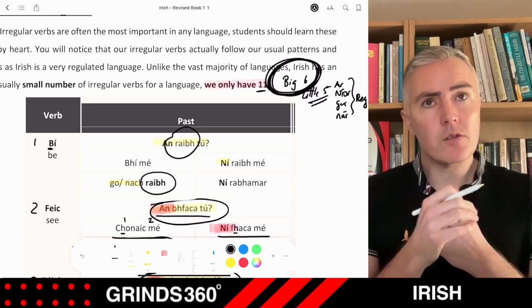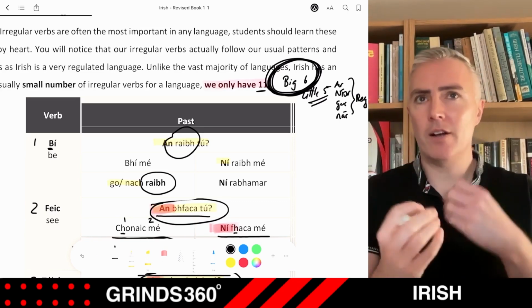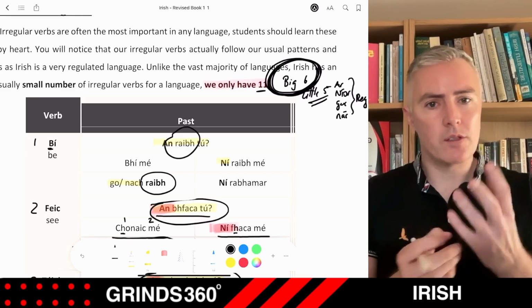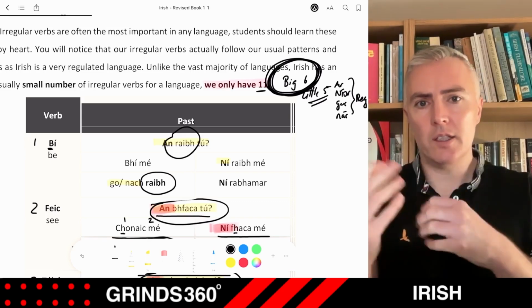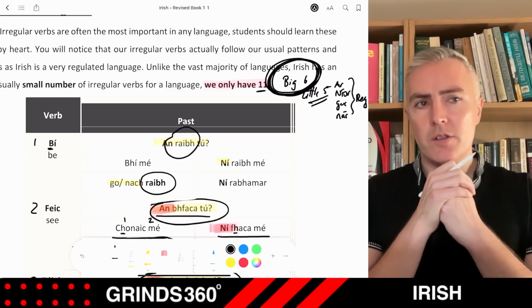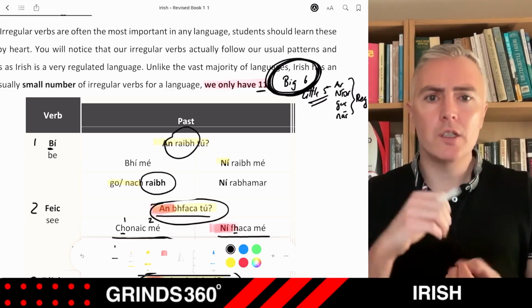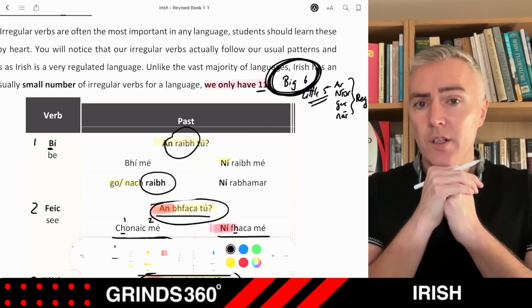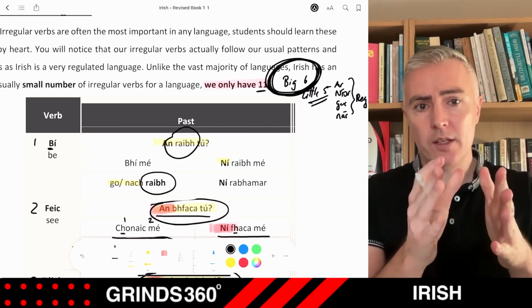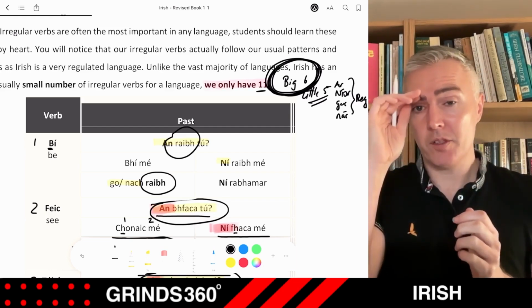And we don't have auxiliaries. We don't have avoir and être and ser and estar, and we don't have haben and sein. We've none of that. We don't have auxiliaries, and add this on, and if it's masculine, if it's feminine, add this on, and if it's a verb of motion, it needs to be this, and none of that. Past tense in Irish, very, very simple.